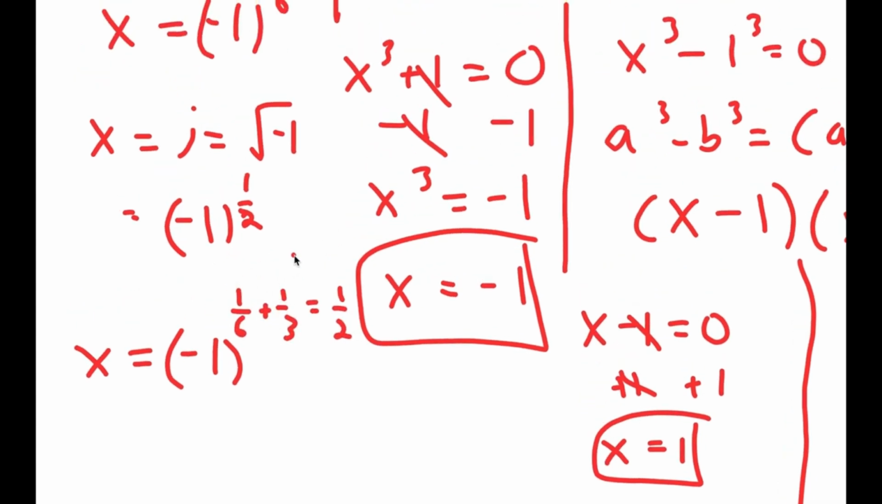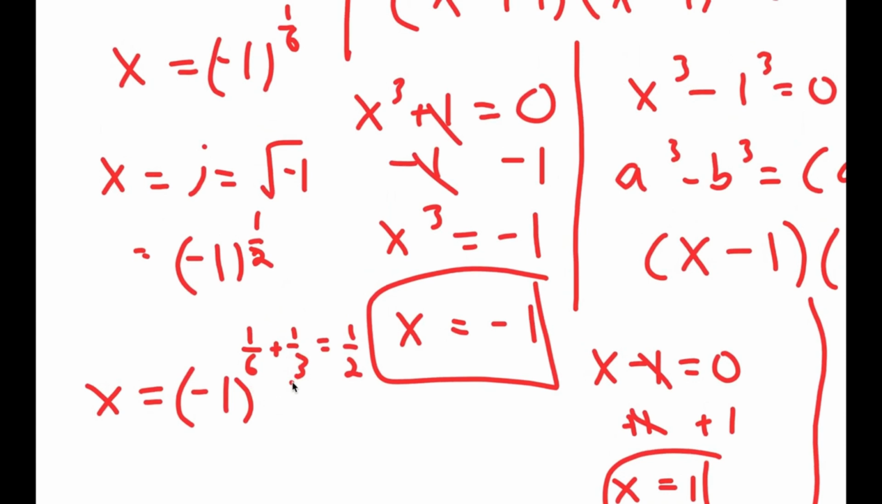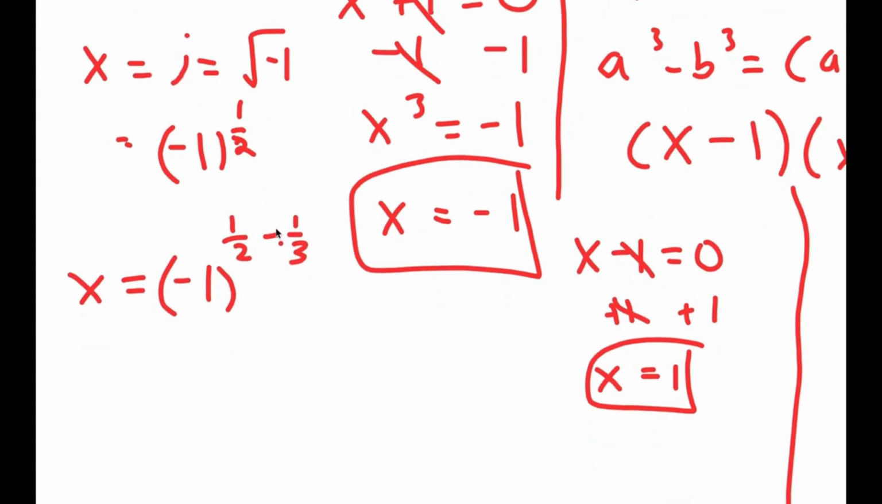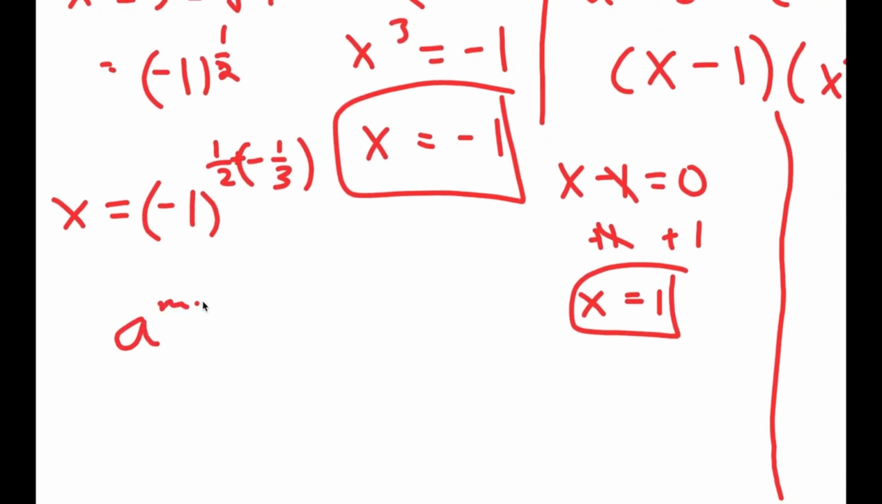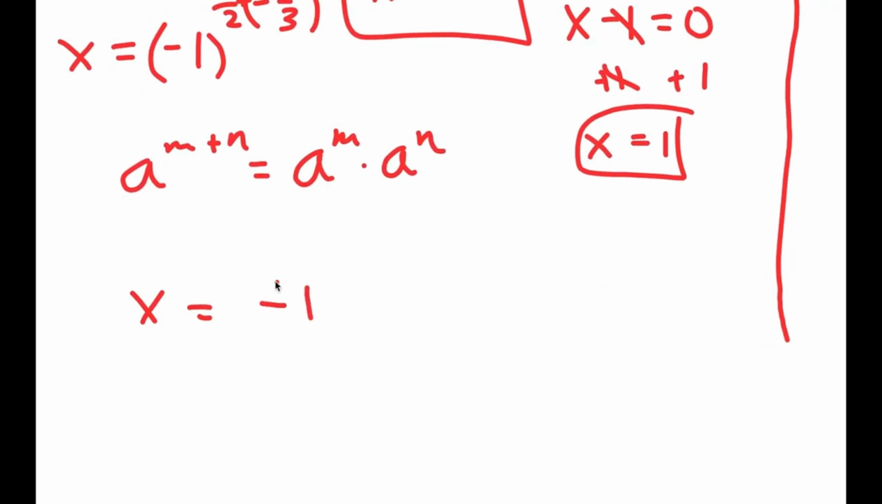We know this. Meaning we have negative 1 to the power of 1 over 6, or rather, 1 over 2 minus 1 over 3 is what we can rewrite 1 over 6 as. Now, this is the same thing as 1/2 plus negative 1 over 3. And if I have something in the form a to the power of m plus n, this is equal to a to the power of m times a to the power of n. So this is going to equal negative 1 to the power of 1/2 times negative 1 to the power of negative 1 over 3.